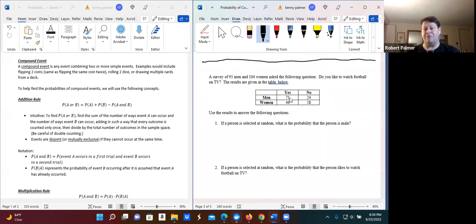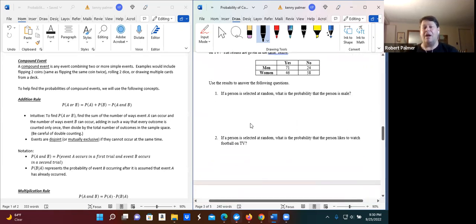Now, out of those totals, this tells you how many of each, men or women, either like to watch football on TV or don't. So we're going to use this information, this table form, instead of a chart form, to answer these questions. Once again, if we select one of these people at random, what's the probability the person is male? Okay, well, let's take a look.